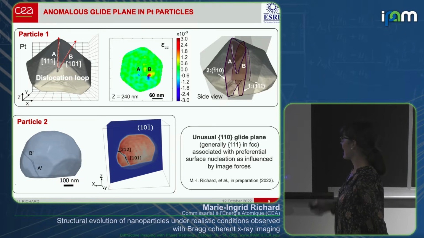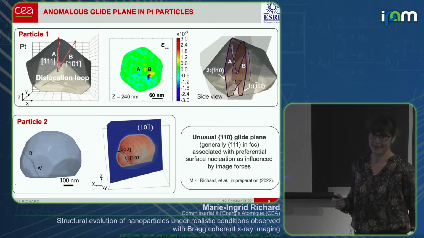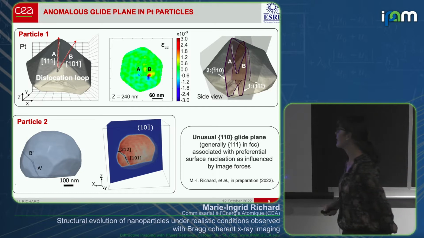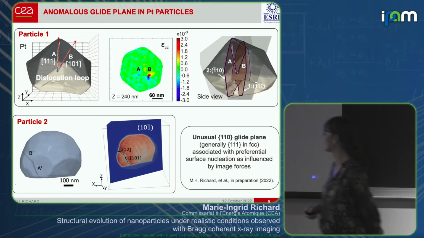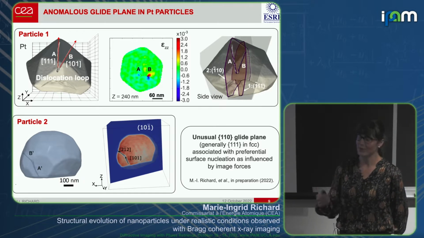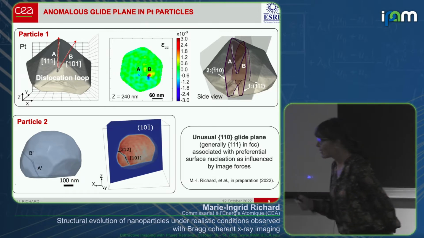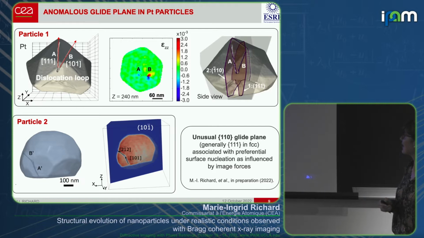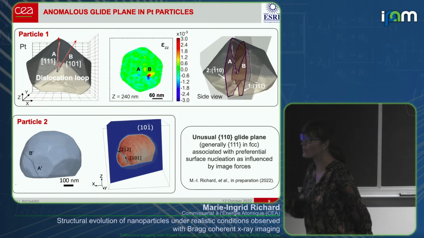For a material scientist, a 110 glide plane is very unusual. In FCC material, generally we have a 111 glide plane. This is the case for bulk, but here we are at the nanoscale, and we think that we have this unusual glide plane due to preferential surface nucleation.